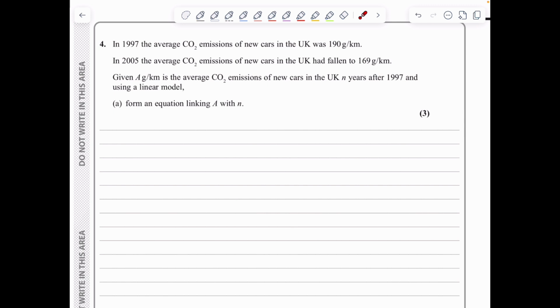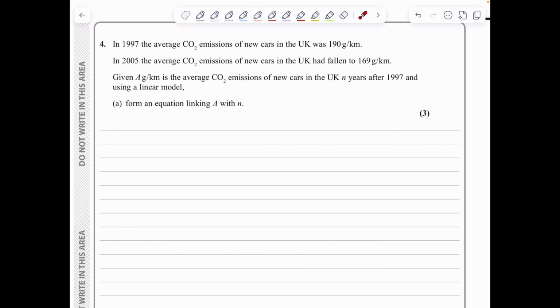Question 4 is a modeling question. We are told that in 1997, the average CO2 emissions of new cars in the UK was 190 grams per kilometer, and in 2005, the average emission was 169 grams per kilometer. Now, given that capital A is the average CO2 emissions of new cars in the UK n years after 1997, and using a linear model, we need to form an equation linking A with n. So we will treat this as a straight line problem.